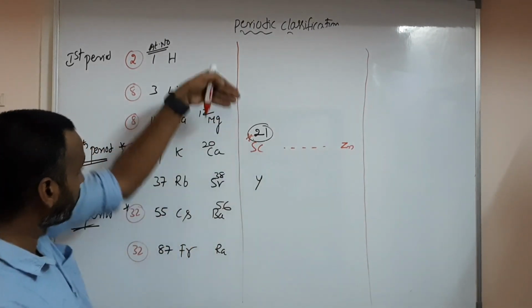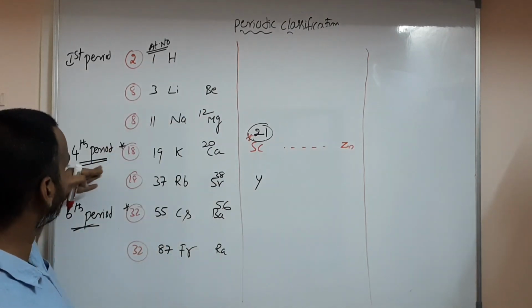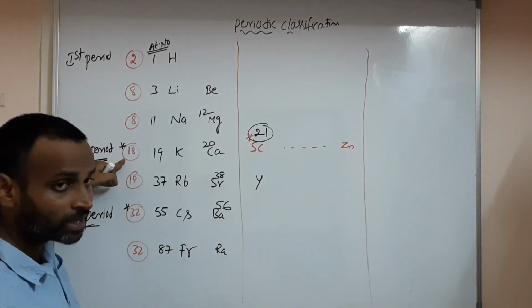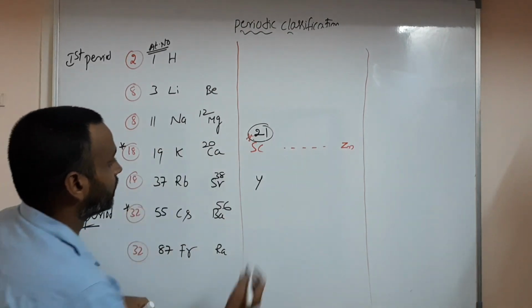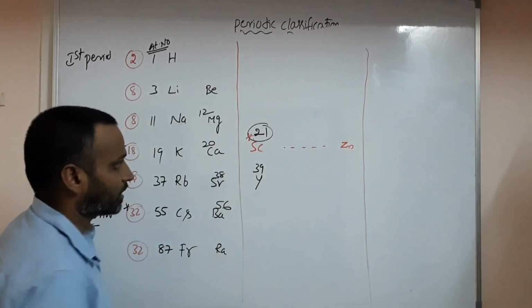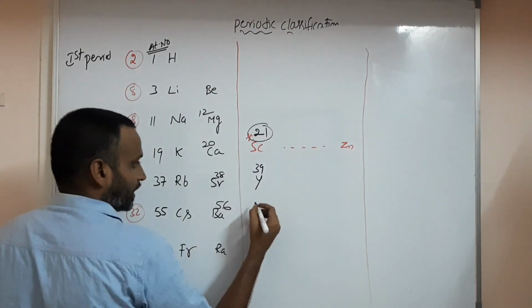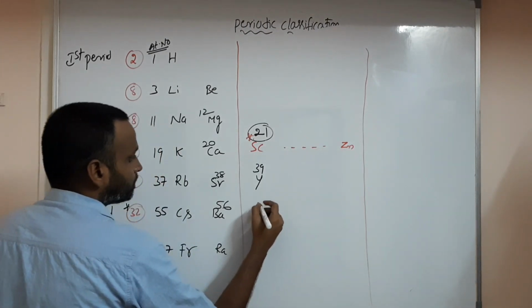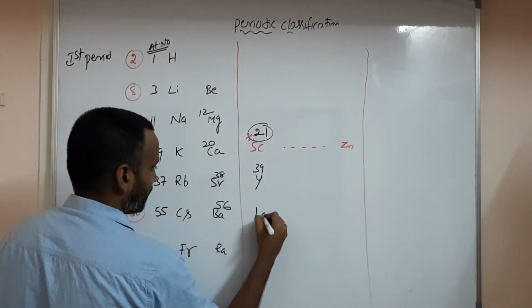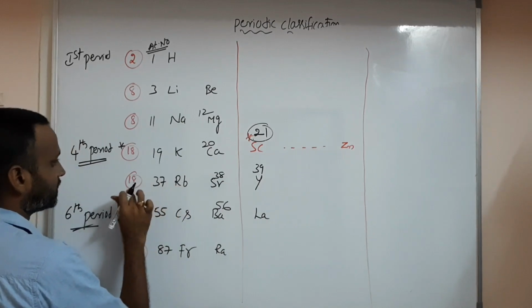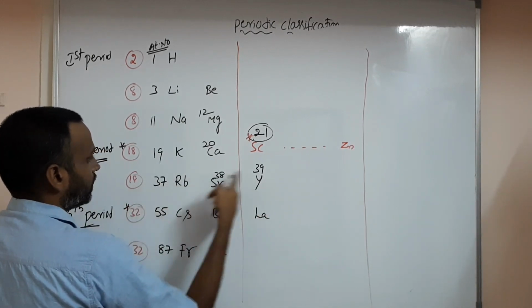For yttrium, add the above period elements. For yttrium, what is the above period? Fourth period. In the fourth period, how many elements are there? 18. 18 plus 21, I will get 39 as the atomic number. Okay, next, below yttrium, here you have lanthanum. Same, 39 plus 18, you have 57.